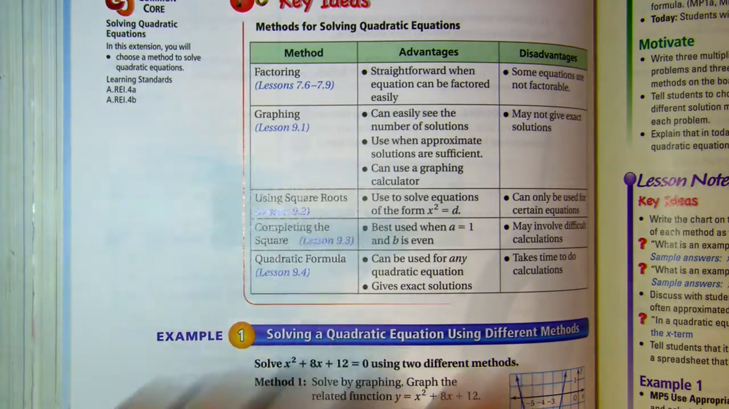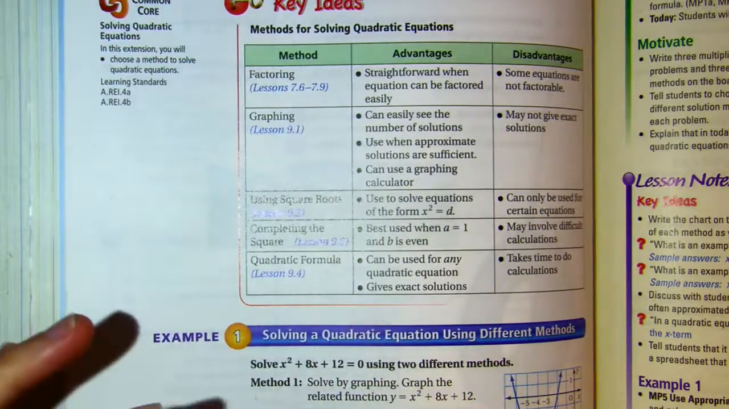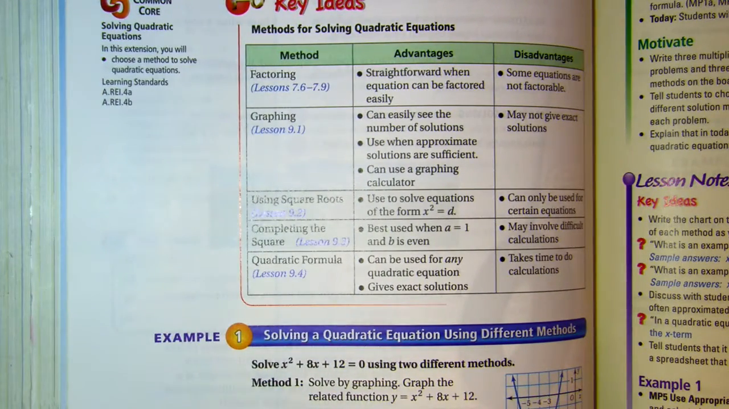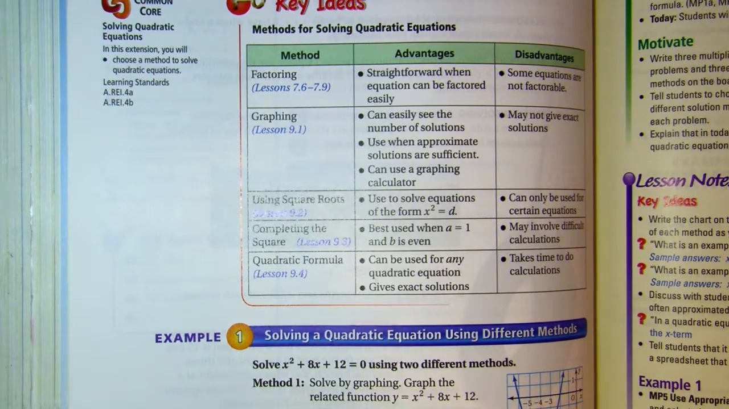So factoring, if something is already set up in factors, or if you can really easily see how you want to factor, that can be the best way to do it, but not everything can be factored, so you can't use it every single time.